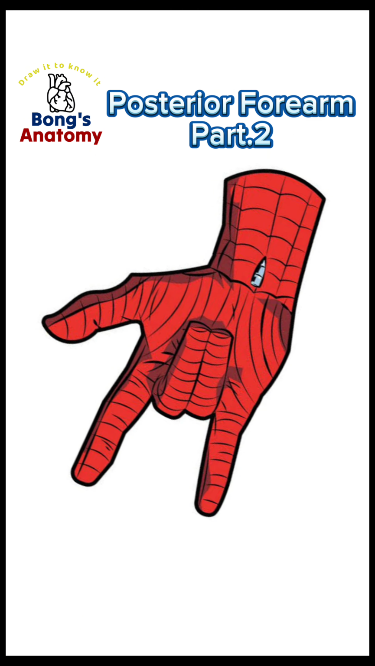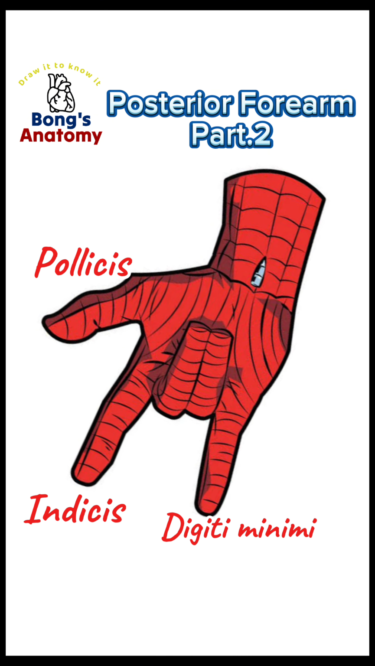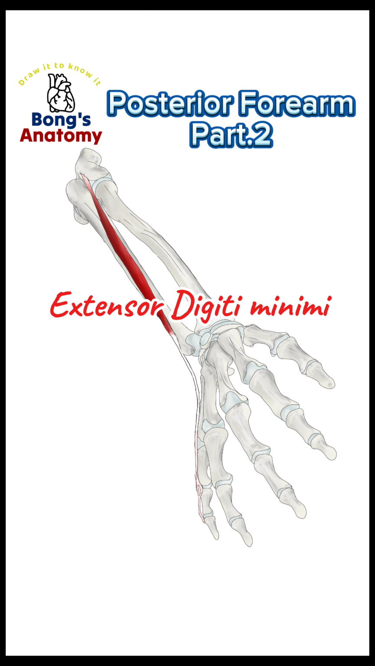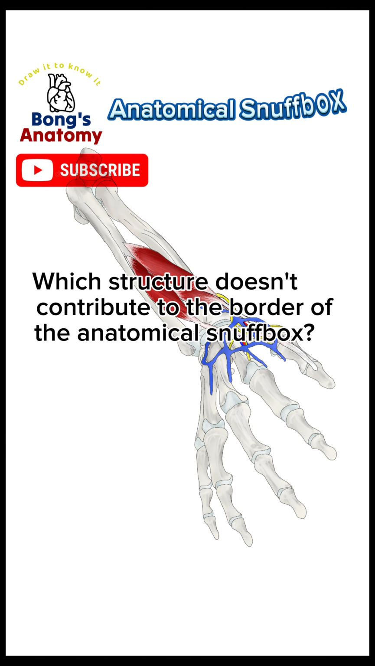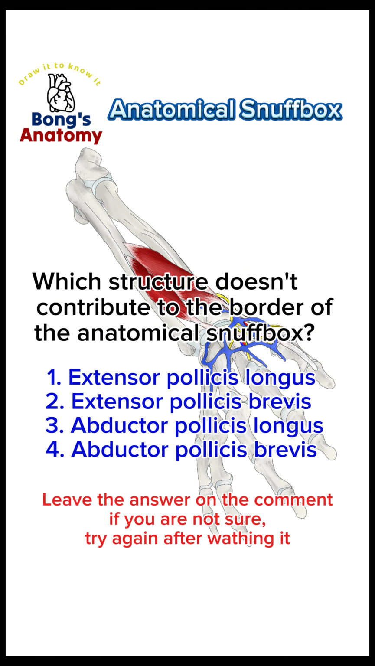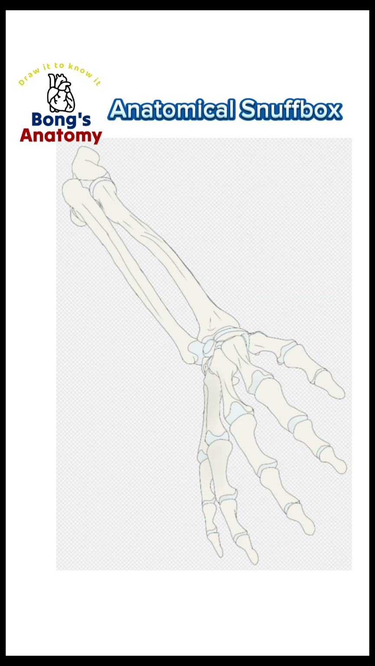On the posterior side, we have individual finger muscles that make the Spider-Man hand gesture. Extensor indicis, that extends the index finger. Extensor digiti minimi, that extends the pinky. Anatomical snuffbox, aka radial fossa, is a triangular space around the thumb. Since the muscles making this boundary are extensor pollicis, extending the thumb will make it more visible.